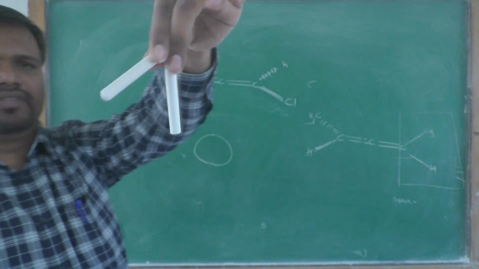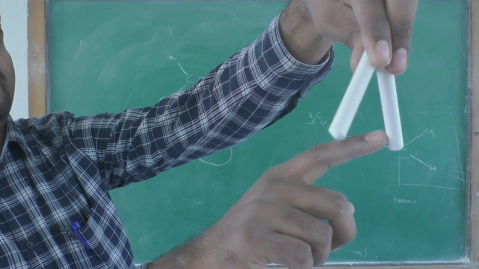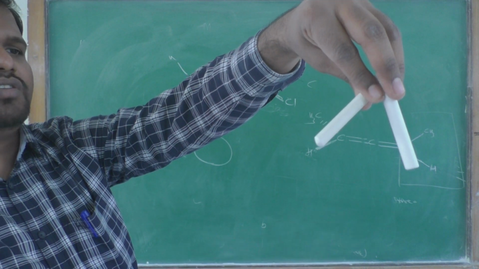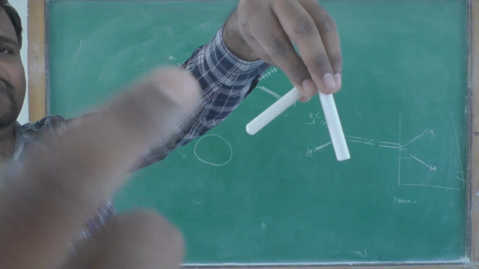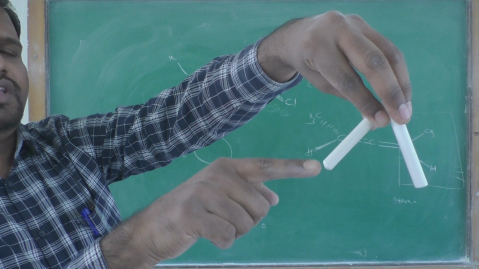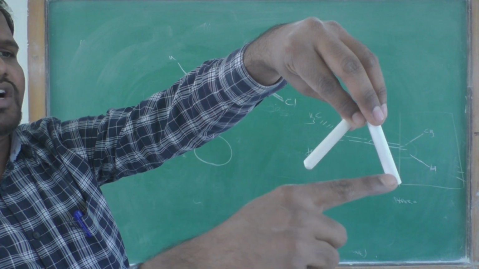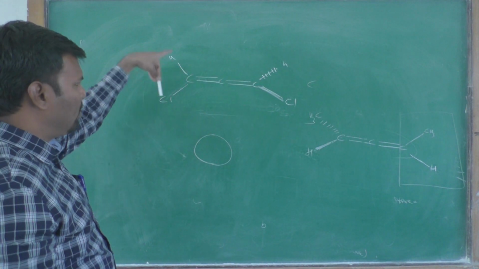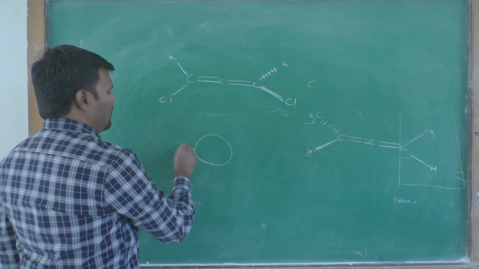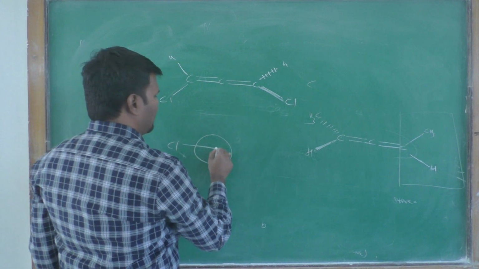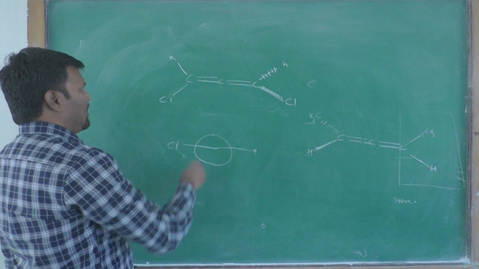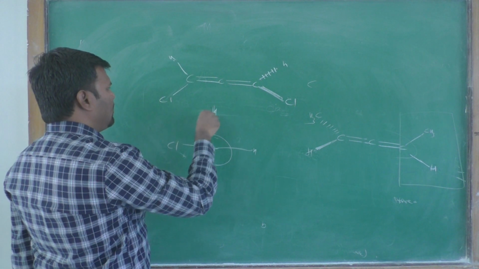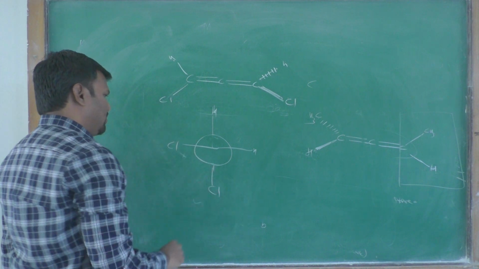When you observe from this side, that is a chlorine one, that is a hydrogen one, and chlorine is at the left hand side and hydrogen will be at the right hand side, and this is the vertical line. Therefore the chlorine is at the left hand side and the hydrogen is on that side, and this hydrogen is vertical and that chlorine is vertical.